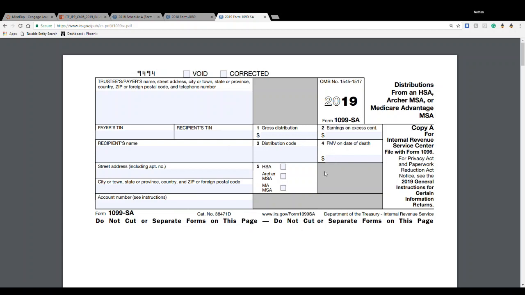And then we got some distribution codes, which I'll show in the instructions for this, so you can see what a distribution code is. And then it's always going to check these three. Now, most likely you're going to see it check HSA. We're not going to have too many MSAs around anymore.